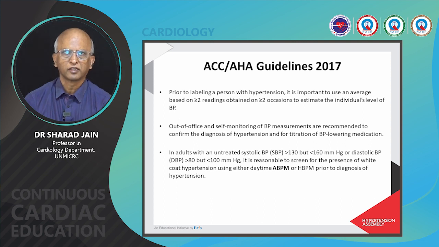If you see the ACC/AHA guidelines 2017, prior to labeling a person with hypertension, it is important to use an average blood pressure based on more than 2 readings obtained on more than 2 occasions to estimate the individual's level of blood pressure. Out of office and self monitoring of BP measurement are recommended to confirm the diagnosis of hypertension and for titration of BP lowering medication. In adults with an untreated systolic blood pressure more than 130 but less than 160, or diastolic blood pressure more than 80 but less than 100, it is reasonable to screen for the presence of white coat hypertension using either daytime ABPM or home blood pressure monitoring prior to the diagnosis of hypertension.